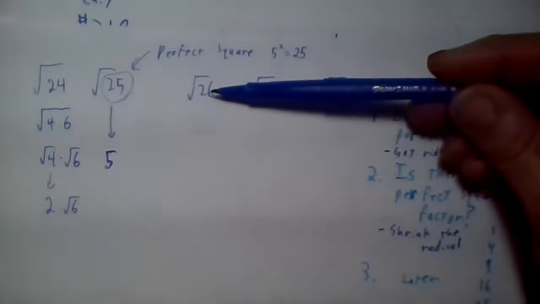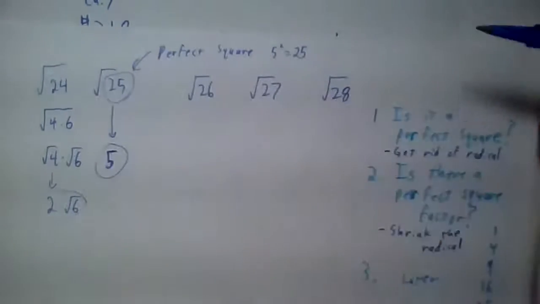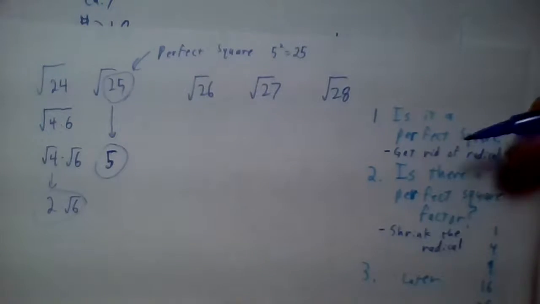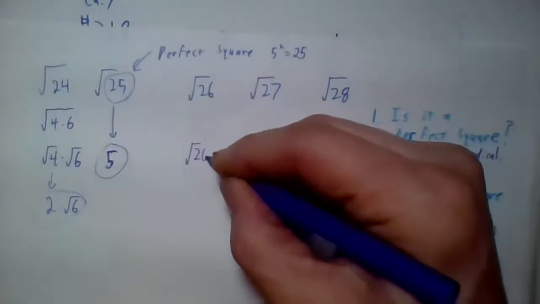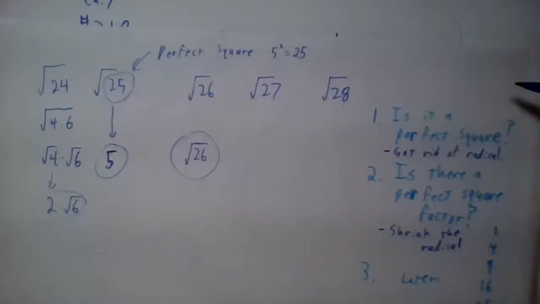26. Now that's the next one on my list. This one we're done with. This one came out nice. 26 can be factored into 2 times 13, but neither of those are perfect squares. None of these perfect square numbers go into 26. So the answer is no on that one. That actually doesn't simplify at all. That's already as simple as you can get. The square root of 26, you're just stuck with the radical on that. Can't shrink it down. 27.